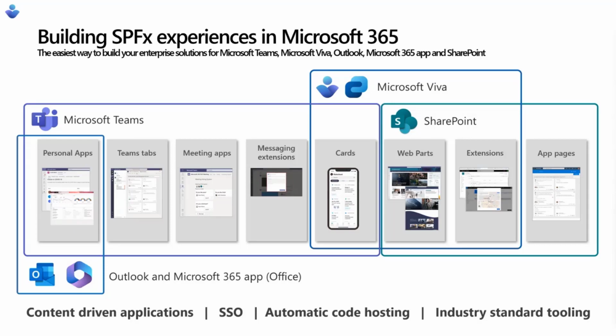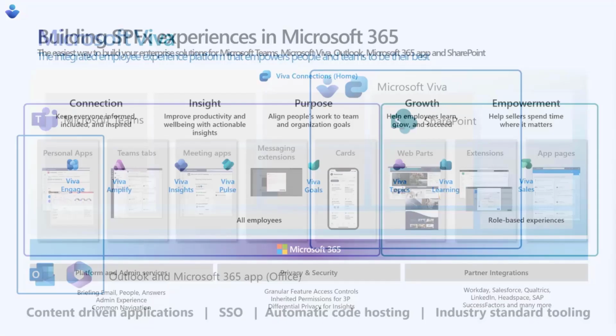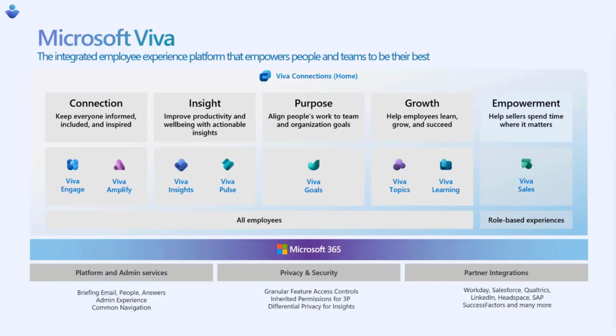Now, just a quick recap on what Microsoft Viva is: an integrated employee experience platform which empowers people and teams to be their best. That's a really nice marketing statement, but basically it is an employee experience platform providing you a set of modules. Some of those modules are free. Some have a license associated with them. There's also the Microsoft Viva family licensing behind the scenes. I'm not going to talk about licensing in this call because it's always a bit of a complicated topic.